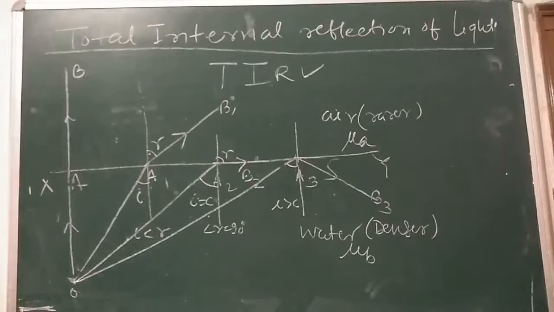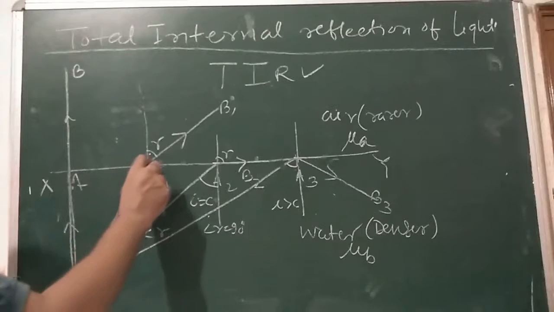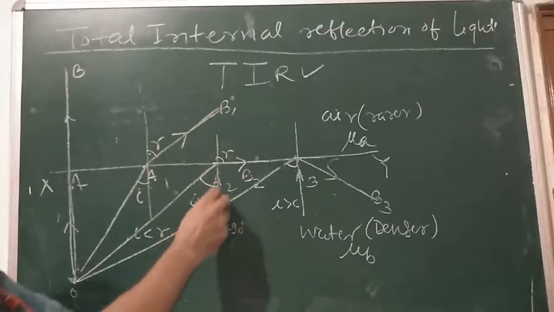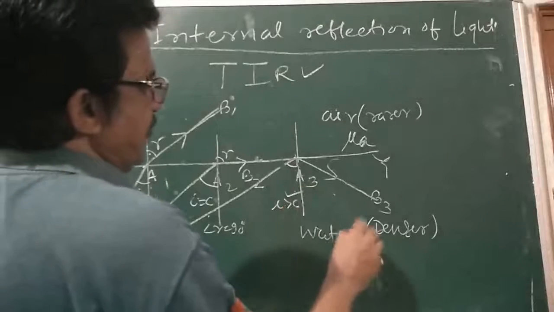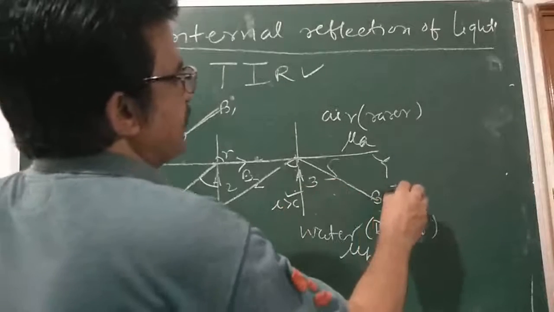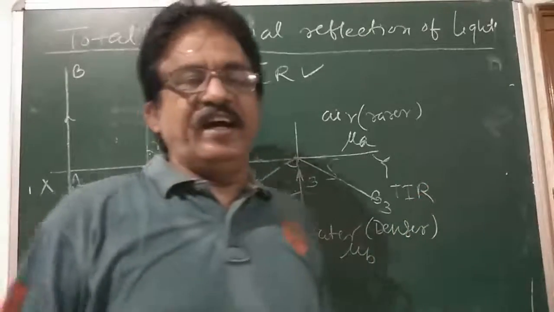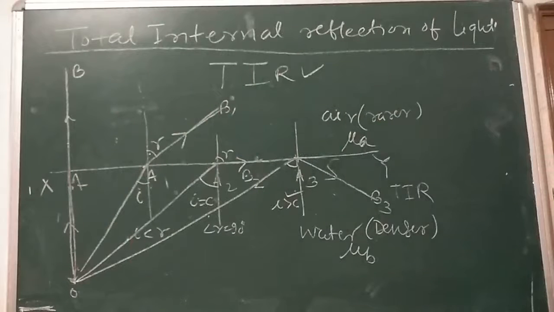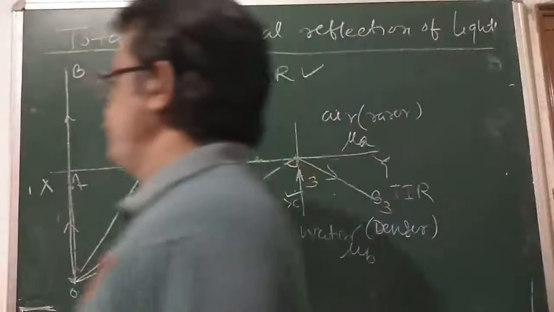In the first case, when it is going normally, it will go straight. Going along OA1, it is refracted. When the angle I is equal to C, it will go along A2, B2. When I is greater than C, it is reflected back. This is called TIR, total internal reflection. Draw the diagram. And what are the essential conditions for total internal reflection?